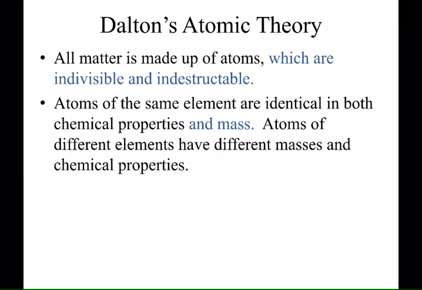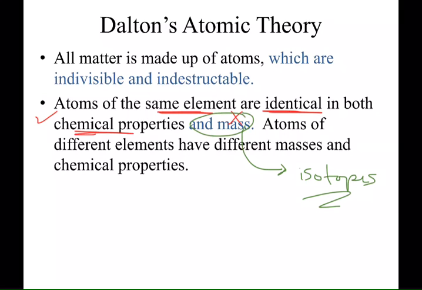Another tenet of Dalton's theory says that all atoms of the same element are identical in chemical properties, which is right, but he said that they are identical in mass, and that's not right, because in this part I mentioned we're going to be talking about isotopes. Isotopes are atoms of the same element with different masses because they have different numbers of neutrons. Dalton went on to say that atoms of different elements will have different masses and different chemical properties, and that is correct.